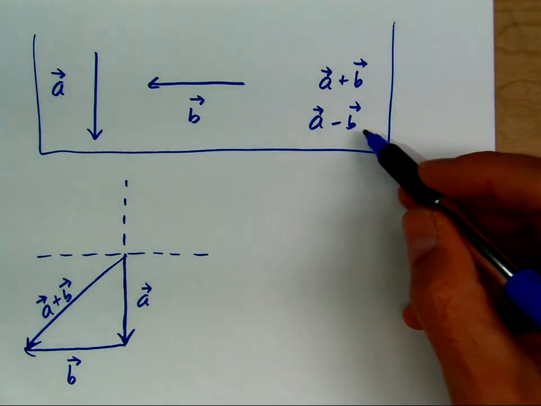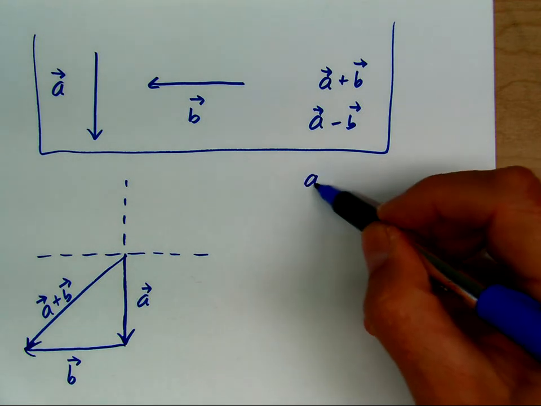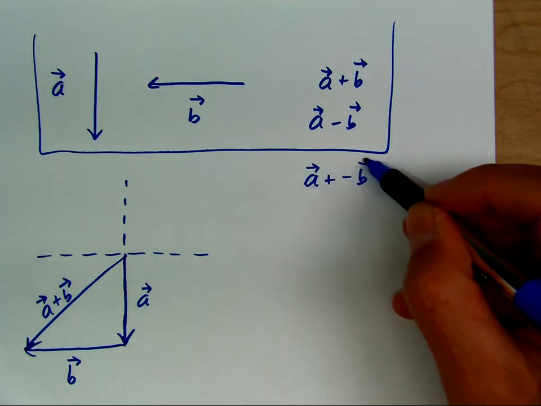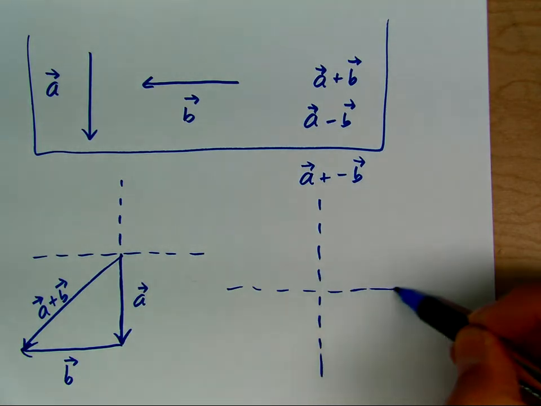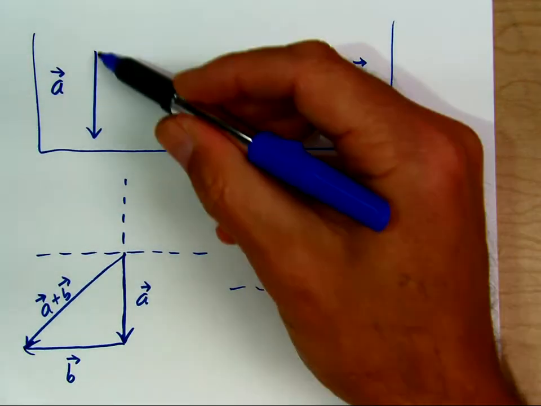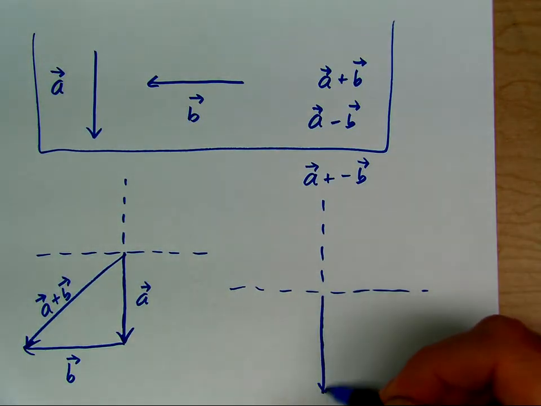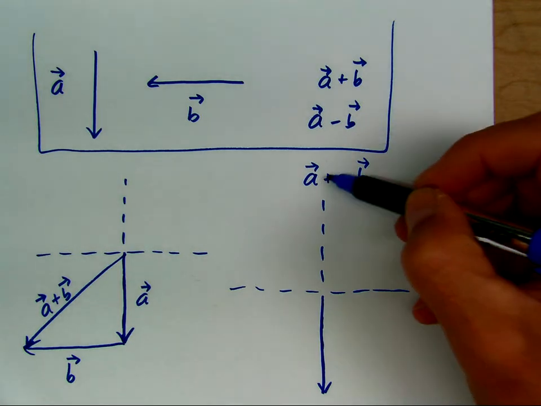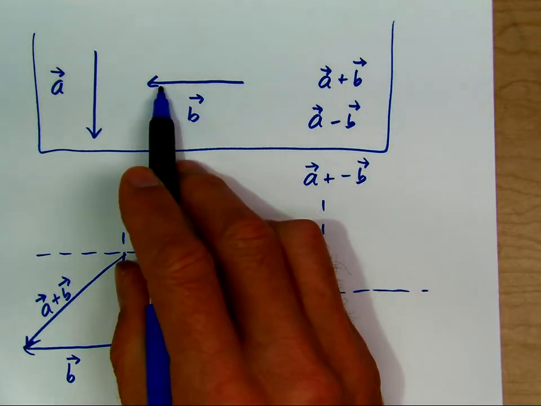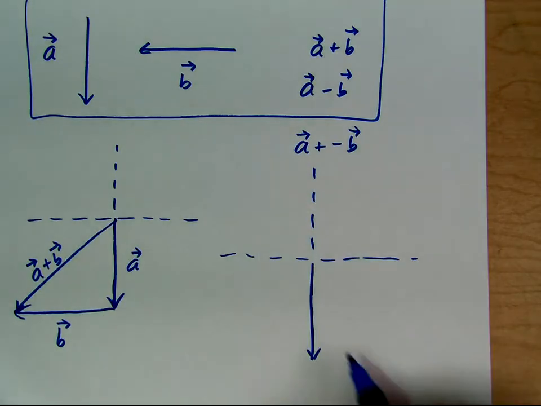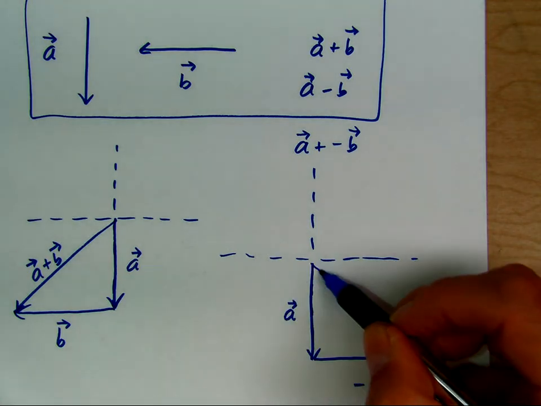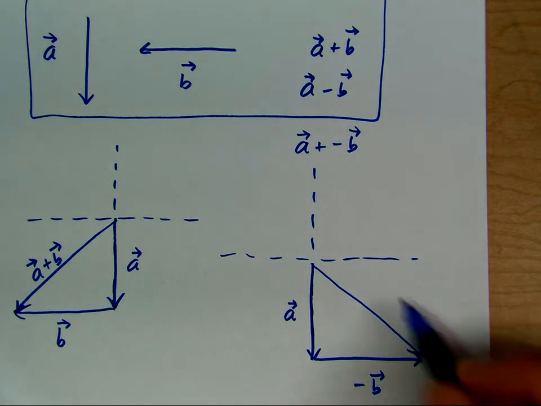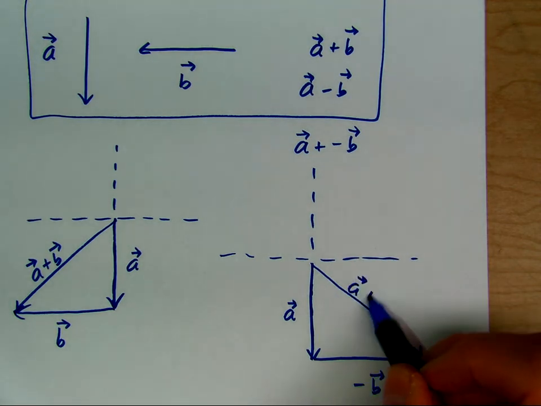Here we have A plus negative B, and we have A coming first, and then we'll add negative B. If B is going to the left, then negative B is going to the right. Negative B, A, and the resultant is A plus negative B.